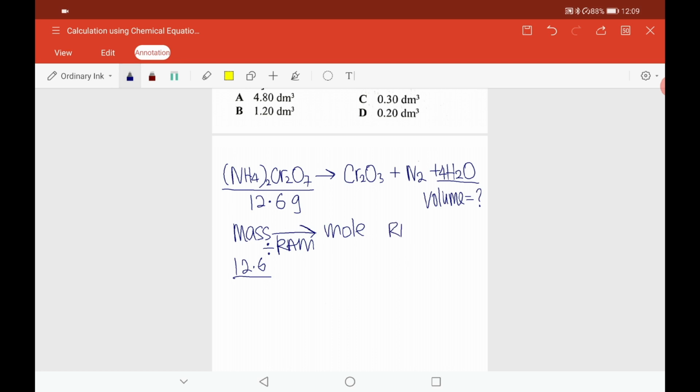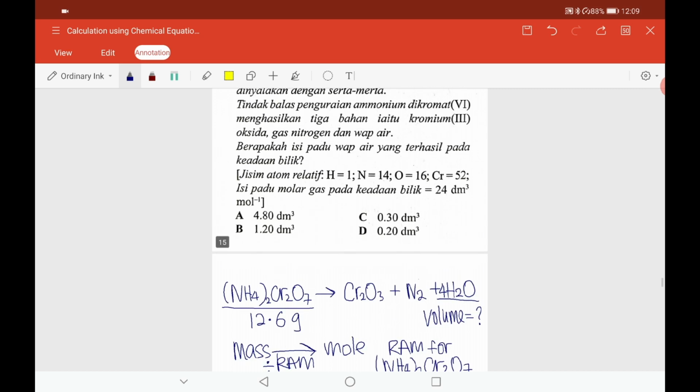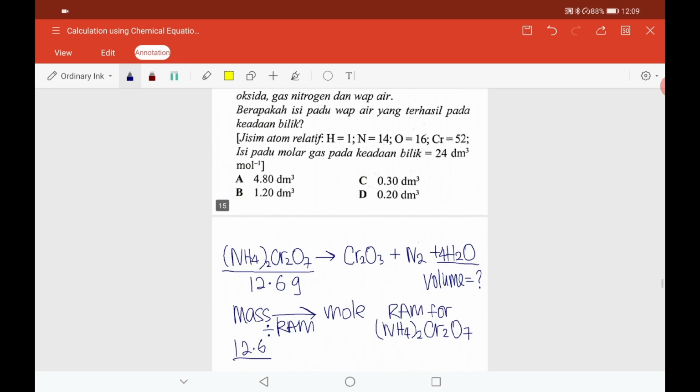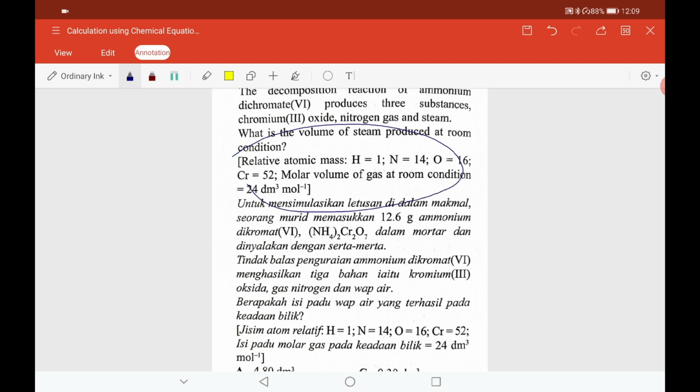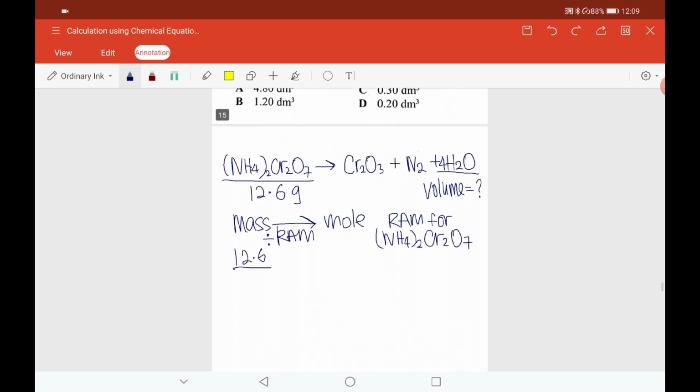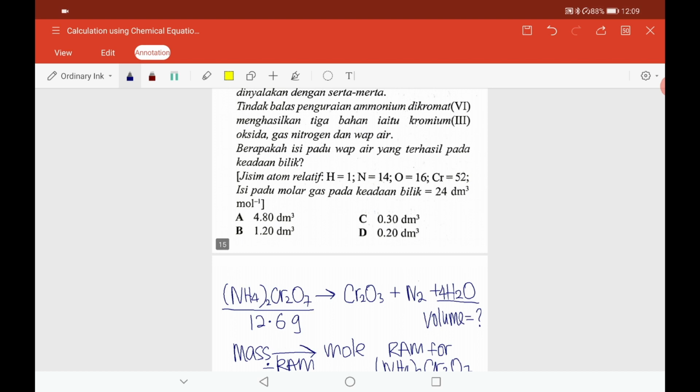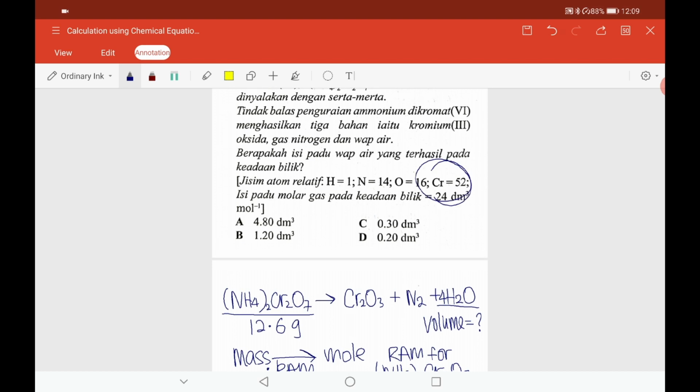This is the RAM for your substance, (NH4)2Cr2O7. How to find it? All the values of RAM are given here, so we just need to find them. Nitrogen is 14, so we multiply by 2. Hydrogen, 4 times 2, 8, and the RAM is 1. Chromium, the RAM is 52, given here.